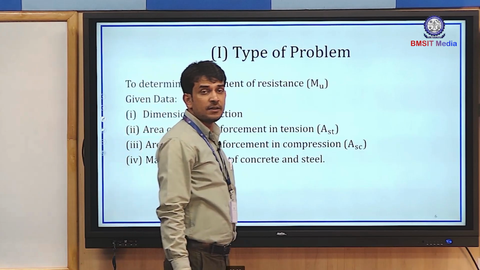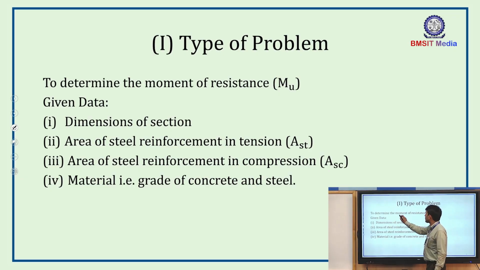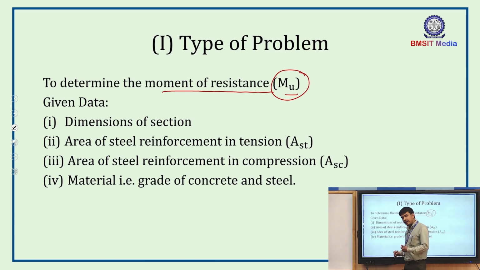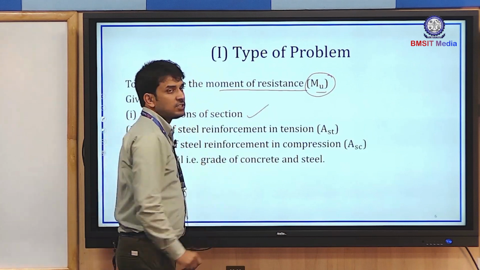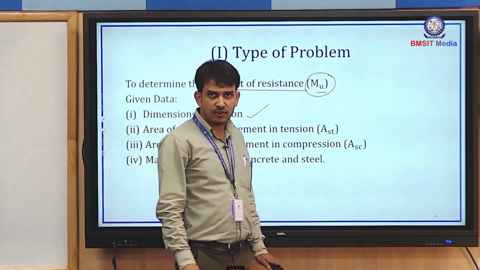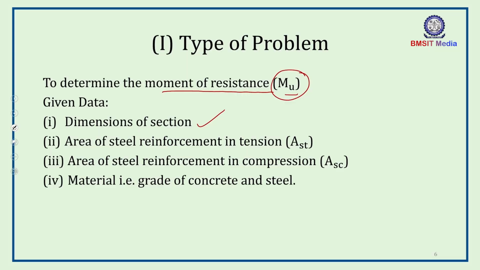So what type of problem will come? The only single type of problem we have is analysis, which means that we have to calculate the moment of resistance. This means we have to calculate Mu. So what data do we have? The same data as before: the dimensions of the section, what size is given to us, and how much reinforcement we have provided. So this one is a doubly reinforced beam.